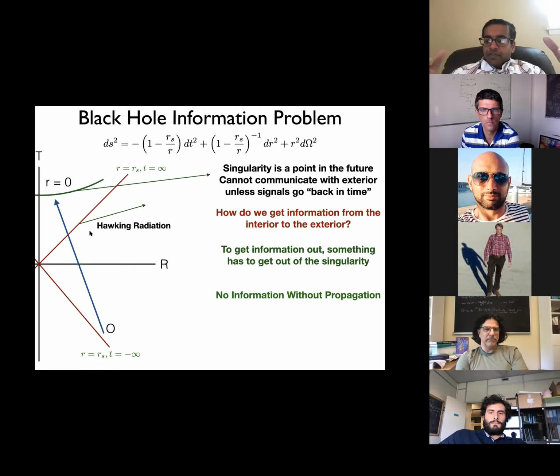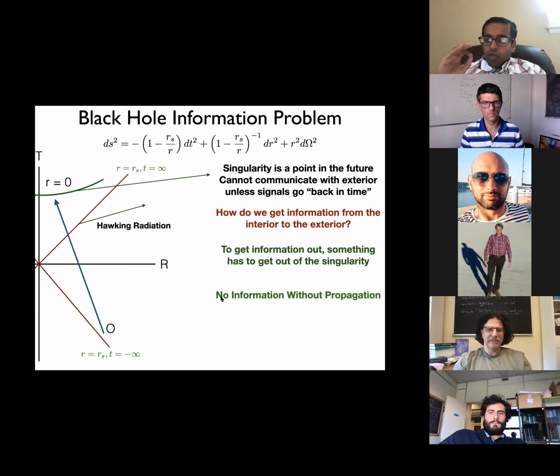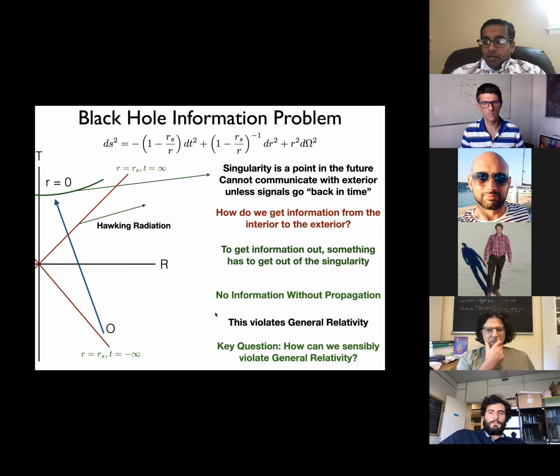And this is perhaps our slogan, if you will, for what motivated much of our work: no information without propagation. Unless something moves, you are not getting information out. Now, whether you like it or not, when something actually goes from the point r equal to 0 over here, something actually propagates, you will violate general relativity. That's just true, because in GR that can't happen.